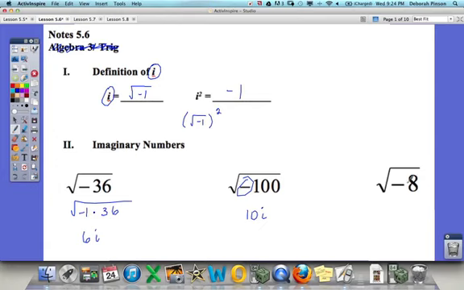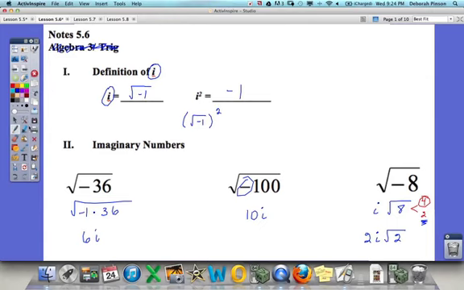Now, what about if you've got a number like 8 that's not a perfect square? I'll go ahead and take care of the negative part with the i. So i, and then I've got square root of 8. But I can do better than square root of 8, because 8 is 4 times 2. I can take the square root of the 4. Square root of 4 is 2. I still have the i. This 2 is left inside. So 2i square root of 2.